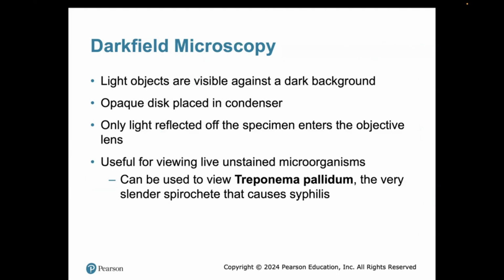So only light reflected off the specimen here actually enters these objective lenses. And so we typically use this microscope for viewing live unstained microorganisms, right? Because you can see those unstained microorganisms against the dark background. So you can use it to look at Treponema pallidum, which is the causative agent for syphilis. This spirochete, the spiral-shaped bacterium, can be visualized using a dark field microscope without even staining it.